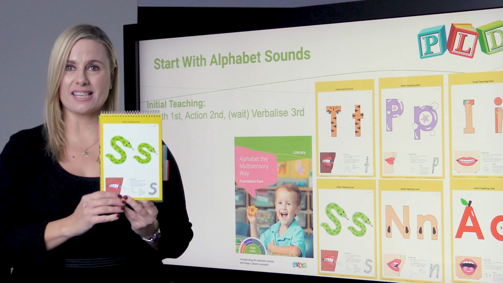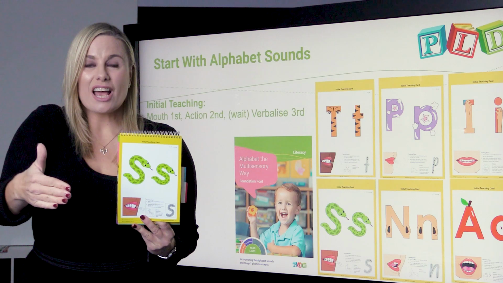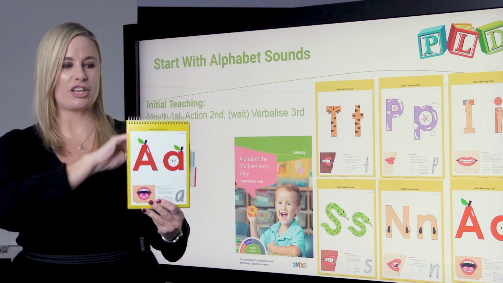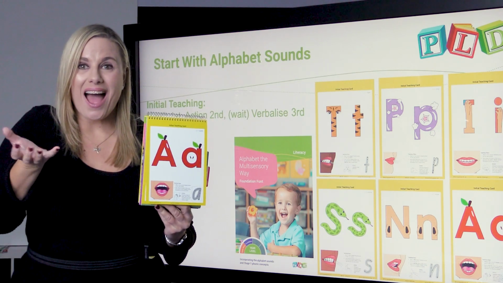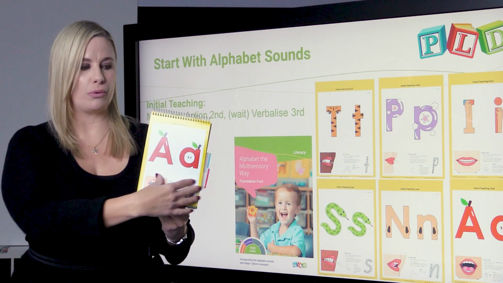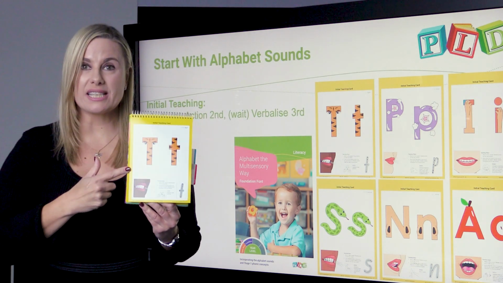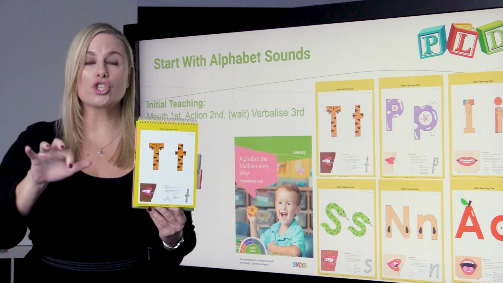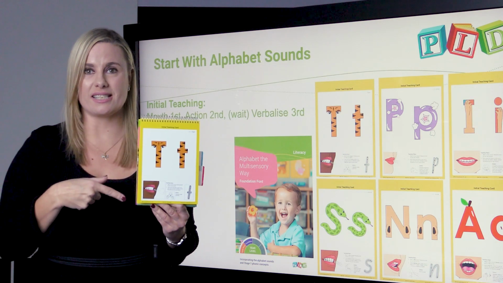What is this sound? S of snake. Fantastic. What is this sound? A of apple. Good. What is this sound? T of tiger. Now let's practice writing this sound.